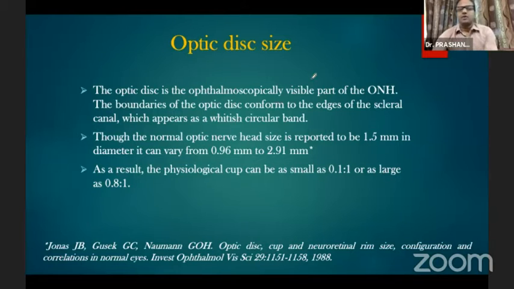What is the optic disc? It's the visible part of the optic nerve head which connects the eyes to the brain, and the boundary of the optic disc is defined by the scleral canal. In hypermetropes, the size of the scleral canal is smaller, whereas in myopes, the canal is bigger. That is why the size of the optic disc varies from person to person. Normally it varies from 0.96 millimeter to 2.9 millimeter in different people. So there are small discs and large discs, and as a result, the physiological cup can be as small as 0.1 and as large as 0.8.